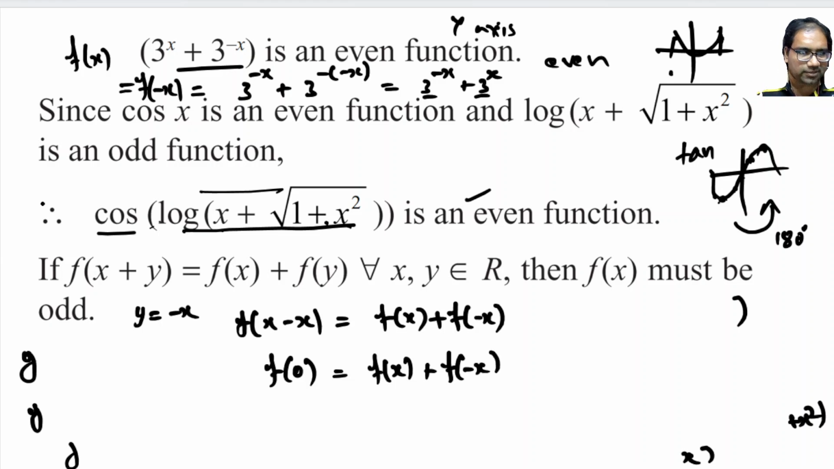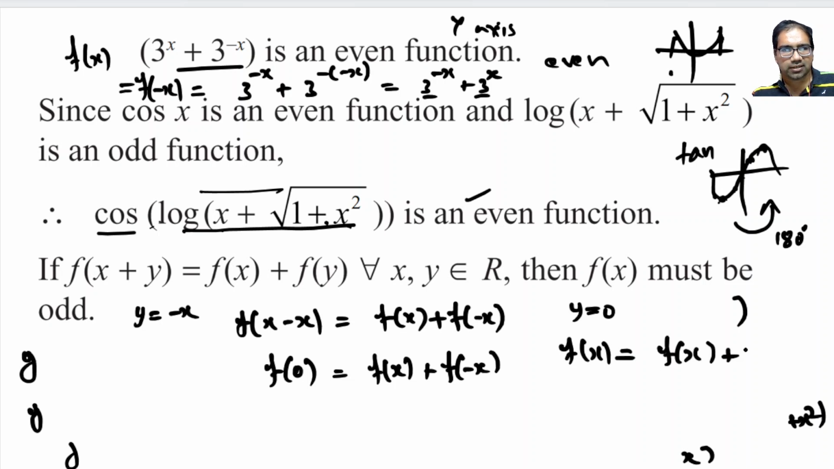Let us keep it like this. Now, instead of y equal to minus x, let's keep y equal to 0. What does that mean? F of x plus 0, that is f of x, is equal to f of x plus f of 0. What does that mean? F of 0 is actually equal to 0, because f of x is equal to f of x plus f of 0. This equal to this plus something else, obviously that means f of 0 should be equal to 0.